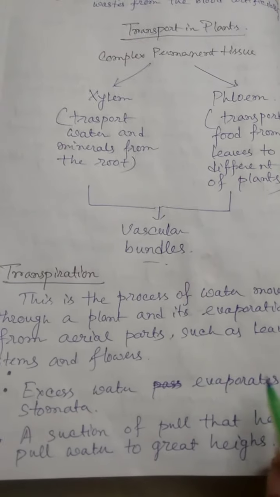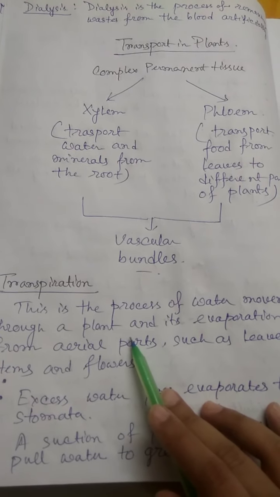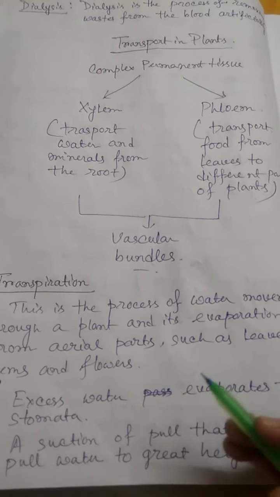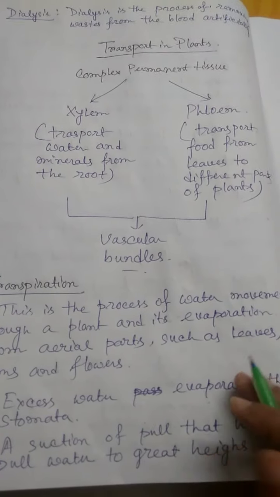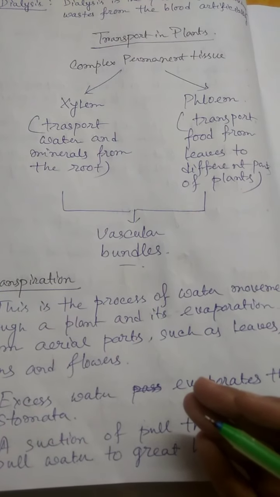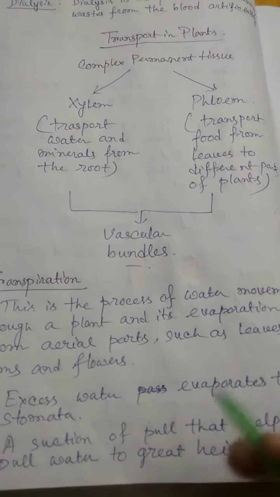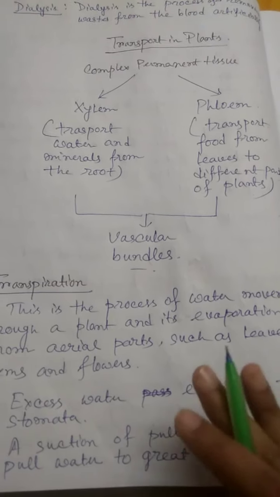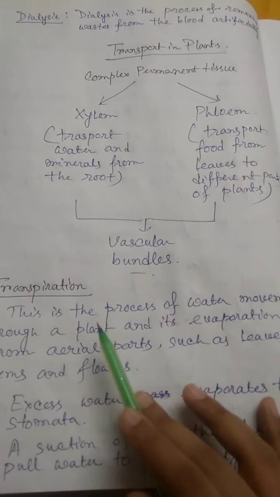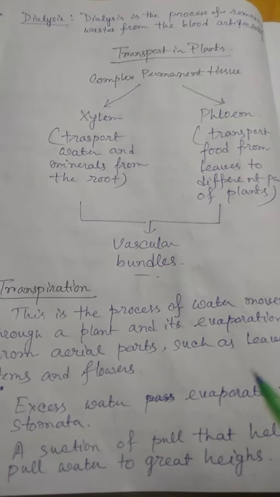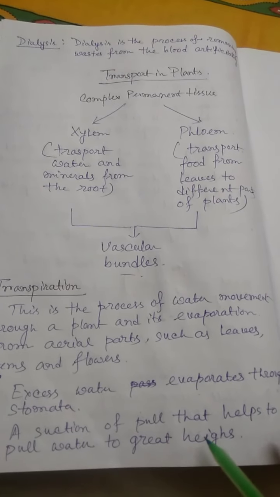What happens in transpiration? The excess water evaporates out through the stomata. The root absorbs a large amount of water with the help of the xylem, and this huge amount of water is not utilized fully. Some of the water remains inside the plant, so the plants have to remove it. So by this transpiration they remove the excess water. Number 2, a suction pull that helps to pull water to great heights.